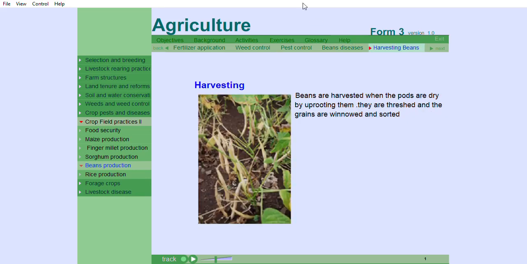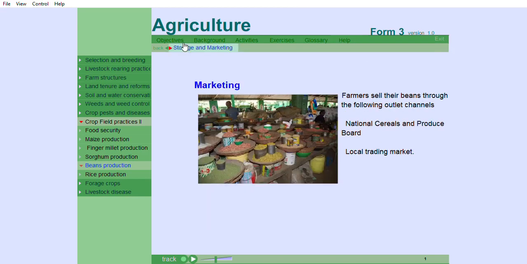Harvesting. Beans are harvested when the pods are dry by uprooting them. They are threshed and the grains are winnowed and sorted. Marketing. Farmers sell their beans through the following outlet channels: National Cereals and Produce Board, Local Trading Market.